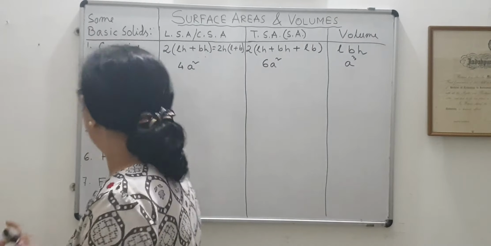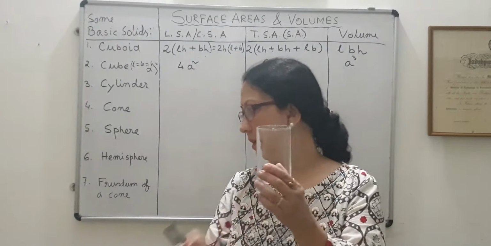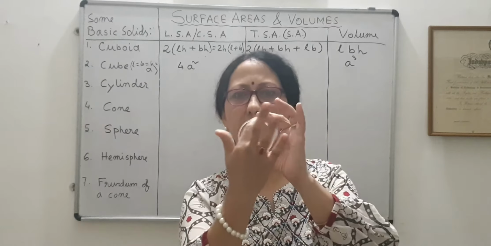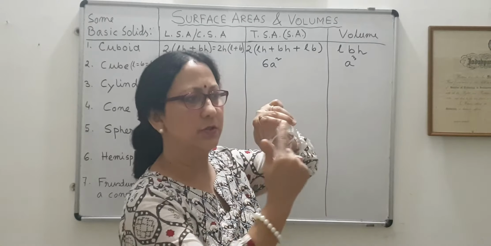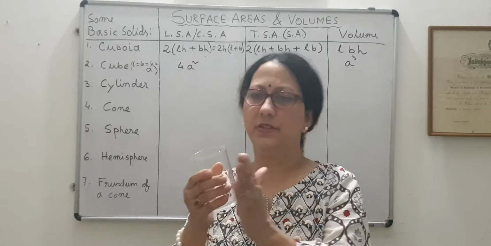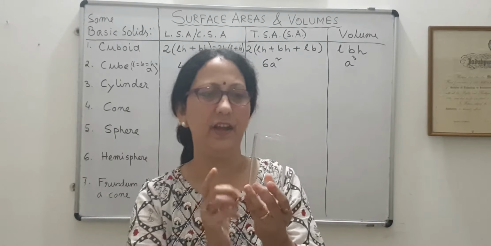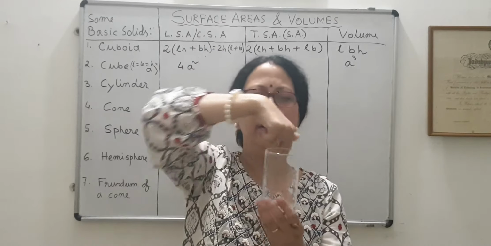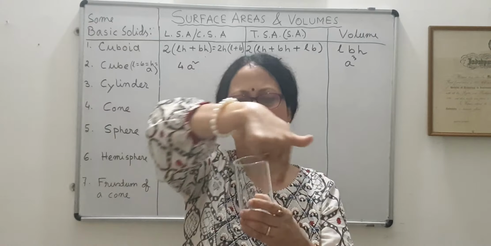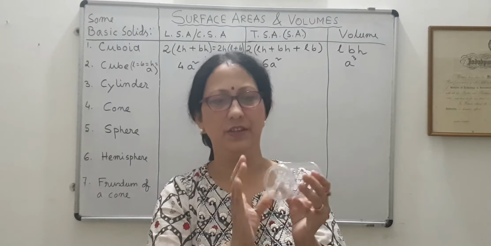Next is your cylinder. So this is a cylinder, you see. A cylinder's base is a circle, and the top is also a circle, and the lateral surface area will be this curved one. Since this is a curved surface, we don't say lateral surface area, we say curved surface area. This is a flat area, the base area is also flat, and the side area is the curved surface area. So how do you find out the curved surface area?